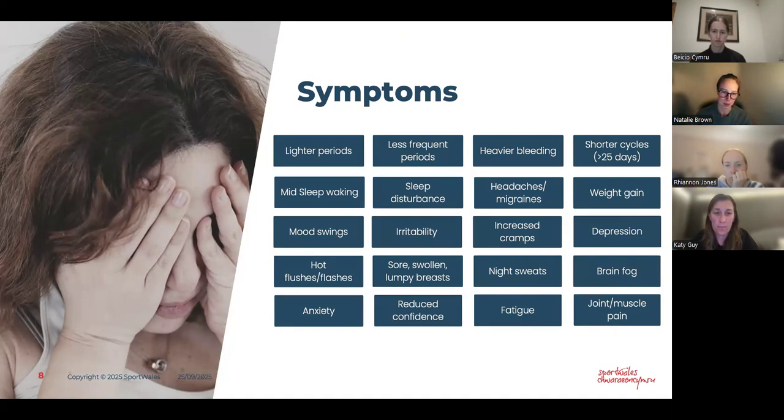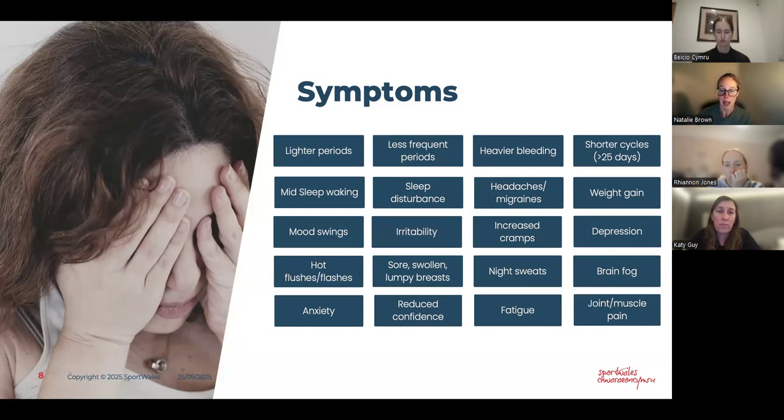First of all, from a bleeding perspective, periods might become lighter and less frequent. For others, they might become heavier. You might at some point have lighter periods, then other times heavier periods. It's really quite variable. Then things like mid-sleep waking or sleep disturbance. A lot of sleep disturbance can be a result of hot flushes or night sweats. Then headaches and migraines, and weight gain.